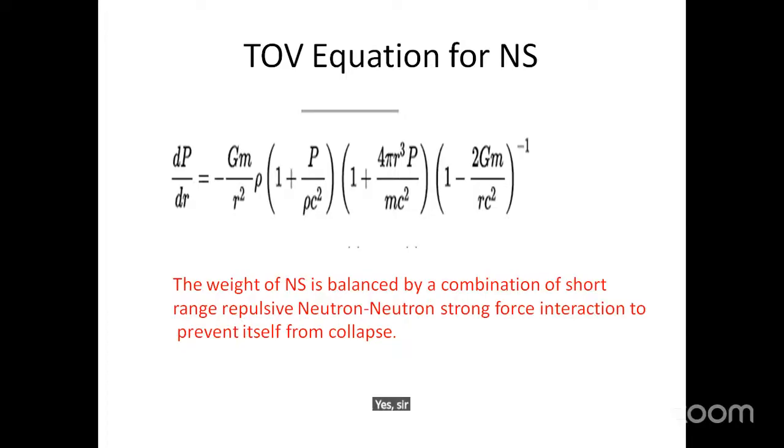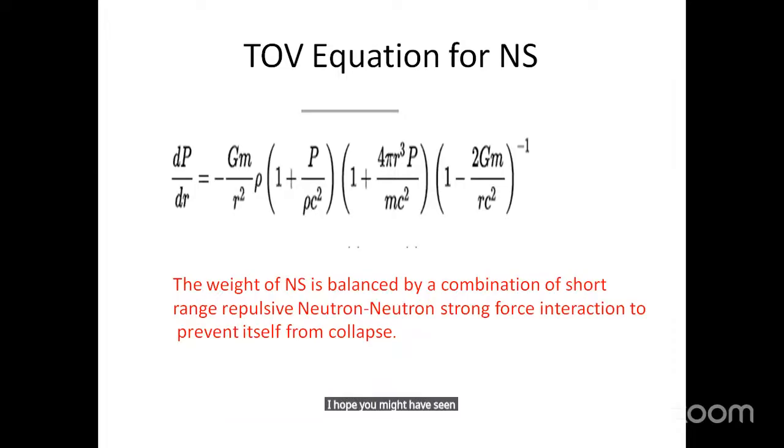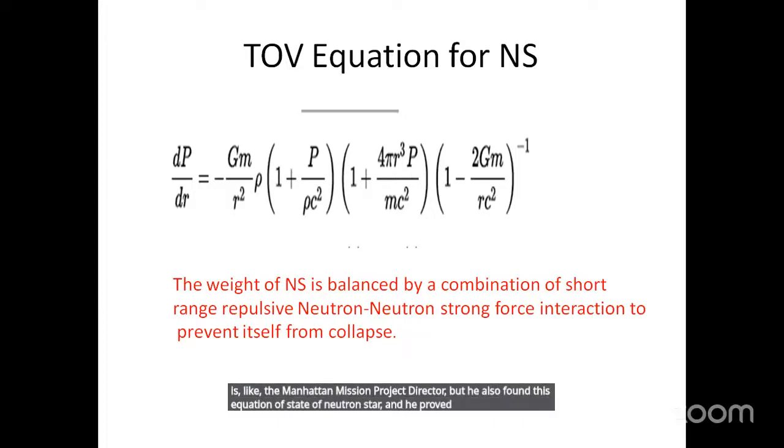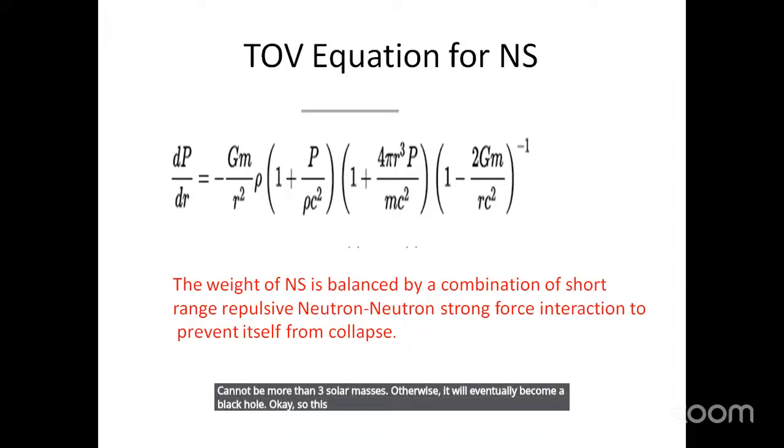Okay, this is basically the equation related to neutron stars. TOV is basically Tolman, Oppenheimer and Volkoff. I hope you might have seen last year a movie came, Oppenheimer. He was the Manhattan Project director, but he also found this equation of state of neutron stars, and he proved that the maximum mass of a neutron star cannot be more than 3 solar masses. Otherwise, it will eventually become a black hole. Okay, so this is one of the interesting studies.